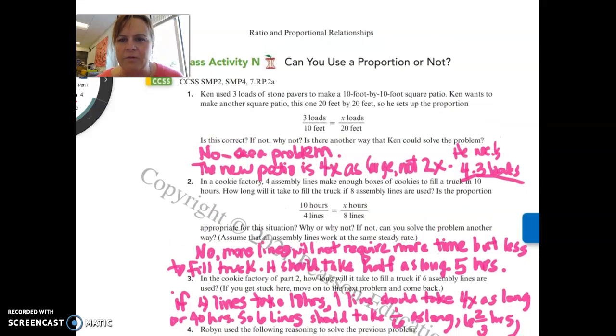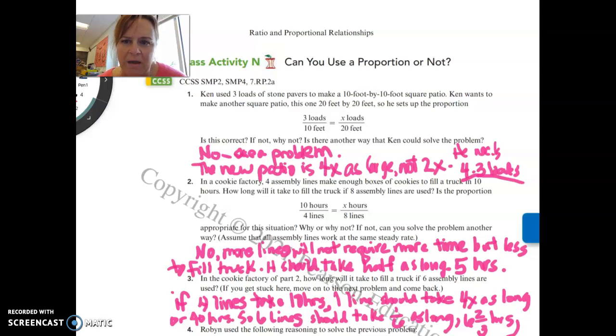All right, so this is the only class activity you're doing this week. It's basically looking at can we use a proportion or not. And a big misconception that happens when students learn to use a proportion is if they don't have the solid fundamental reasoning behind why we would use it, then they try to use it for everything. And so that's really where this class activity is coming from, getting you thinking about whether or not you can use a proportion.